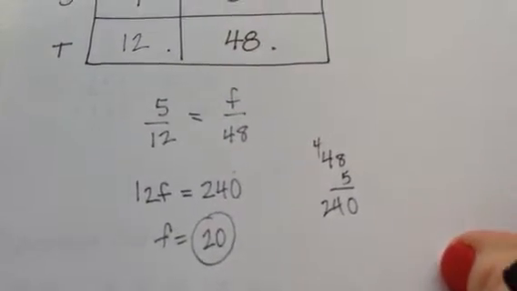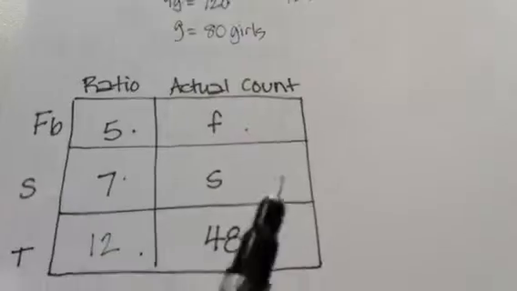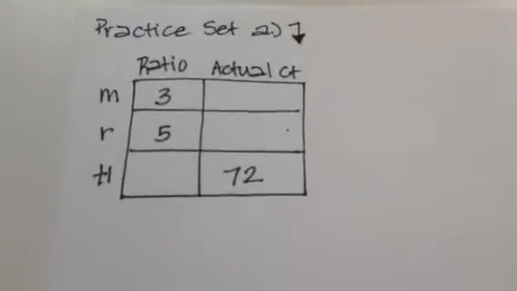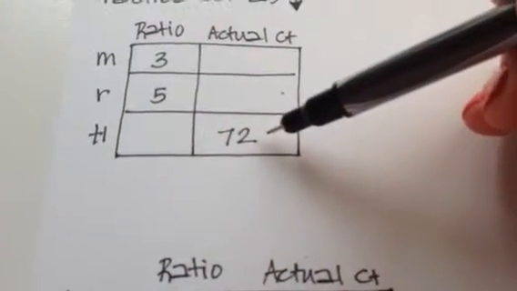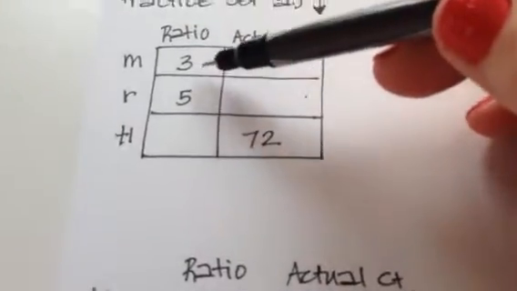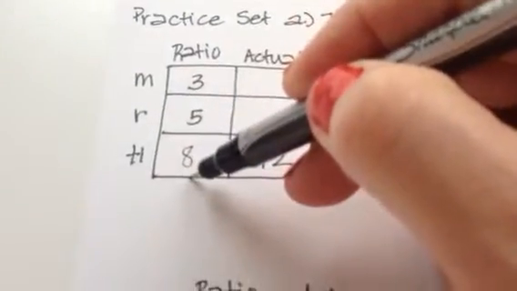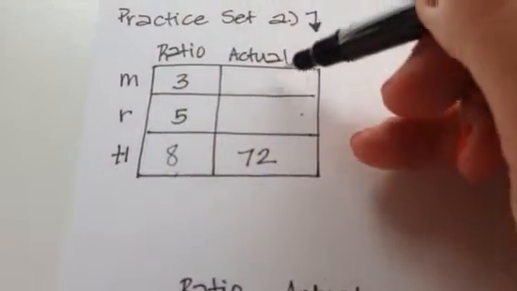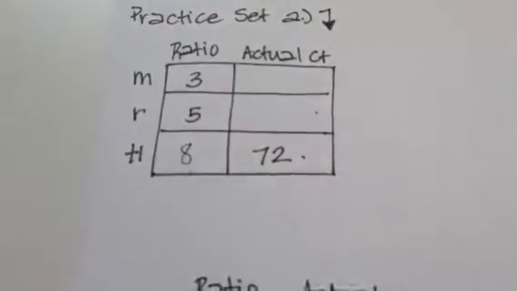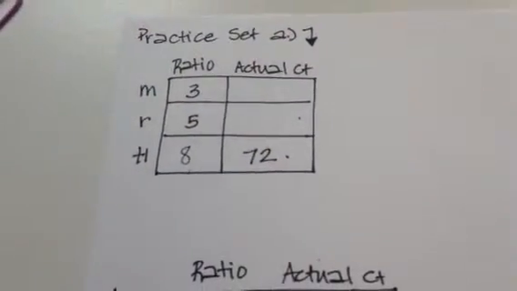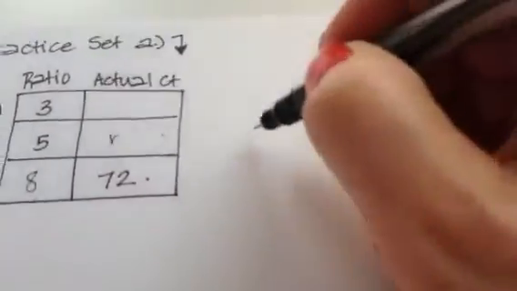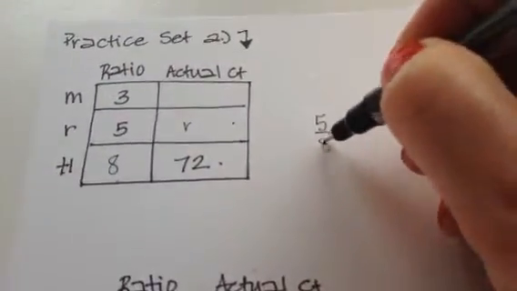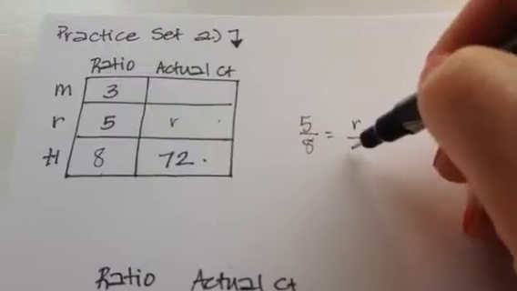Okay? Is it not so frightening anymore? We're going to do another one for you. All right. Here we have mountain bikes to racing bikes, and there are 72 bikes on the floor. So I need to do what? That's right. I need to add these two numbers to get the total for my ratio total. And then I have no idea what my actual count is. I just know the total here, right? And the book, I believe, is going to ask for the racing bikes. So let's just put a little R for racing. So I'm going to set up my ratio. 5 to 8 equals R over 72.